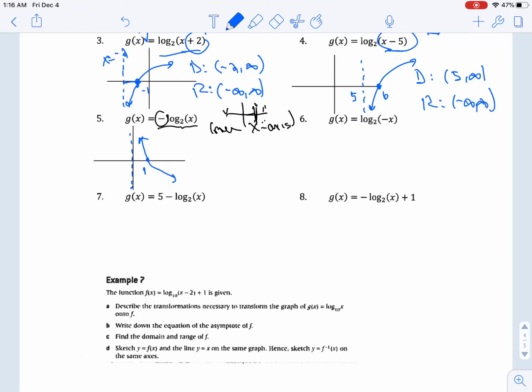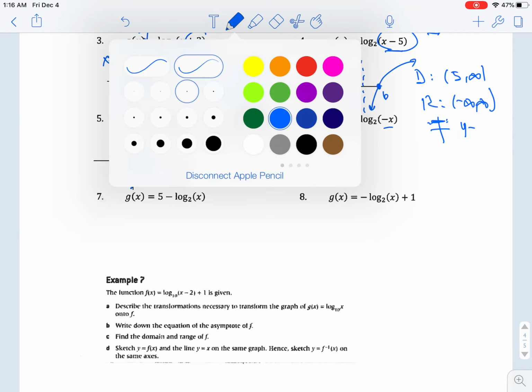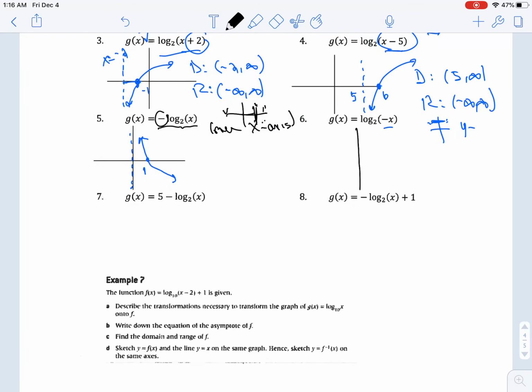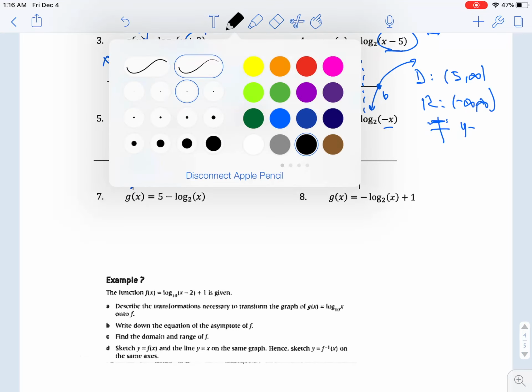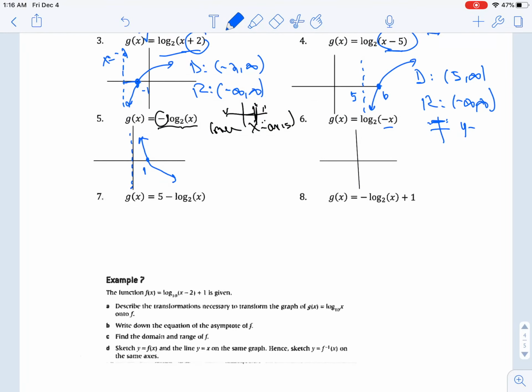All right, the next one, remember when it's an inside change, then it's horizontal. So horizontal being this way, horizontal reflection is over the y-axis. So my original function, and again, you might want to turn off your video and do this one on your own. When I reflect over the y-axis, the asymptote, which is the y-axis, doesn't change. This point that used to be at (1, 0) is now over here at (-1, 0), and then the entire graph flips over also.